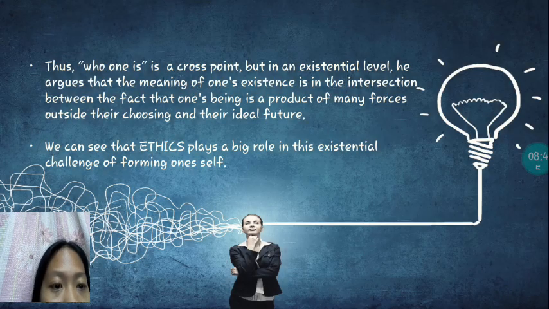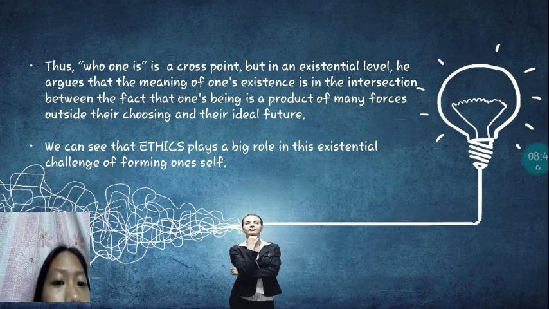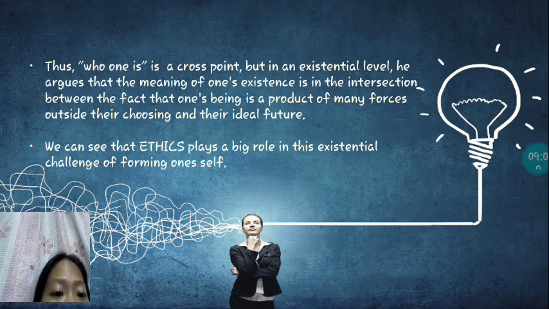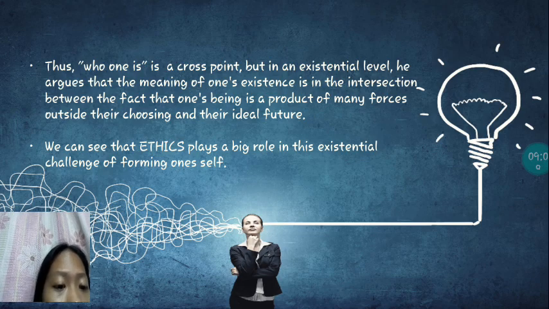Thus, who one is is a crosspoint, but on an existential level. Reyes argues that the meaning of one's existence is in the intersection between the fact that one's being is a product of many forces outside their choosing and their ideal future. We can see that ethics plays a big role in this existential challenge of forming oneself.